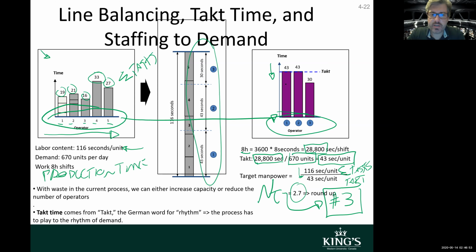So very important. Takt time stands for rhythm, stands for pace. So you have divided your process according to the pace of your demand. Let's get some more examples in.